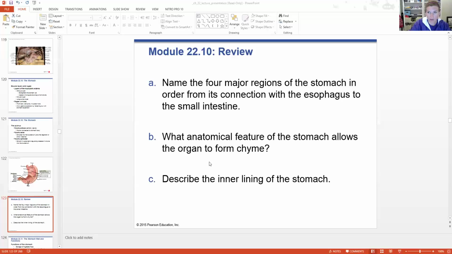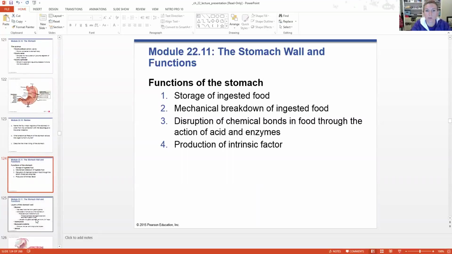When we left off in the last lecture, we were talking about parts of the stomach. Now we're going to get into some of the functions of the stomach and some of the microscopic anatomy that's involved in the composition of the stomach. This is where we left off. So let's talk about some of the overall functions of our stomach.